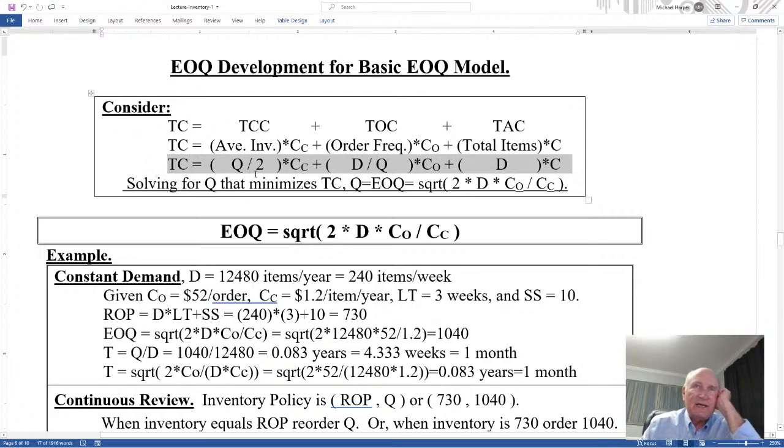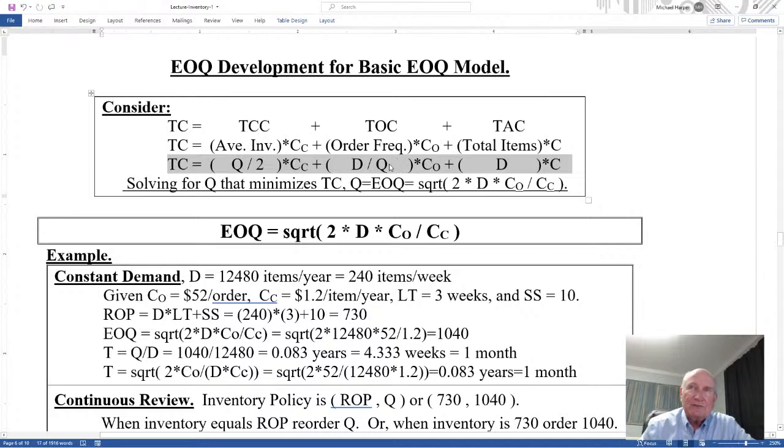To minimize this, the first expression is linear in Q. The second expression is inversely related to Q. The third expression is independent of Q. So when you have a nonlinear function, you take the derivative, set it equal to 0, and solve for Q. Those of you with engineering degrees can do this quickly, probably in your head. So actually, this is taking the derivative. This is C sub C over 2. This is minus D C sub O over Q squared.